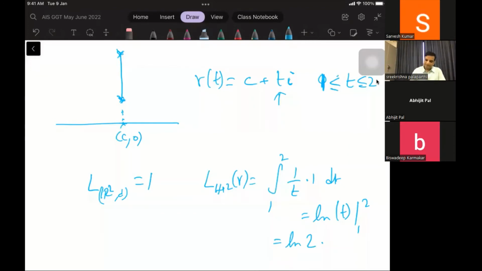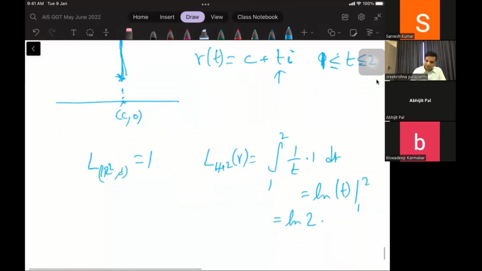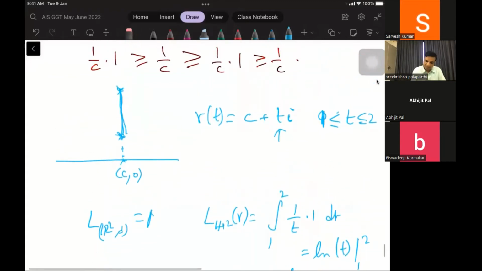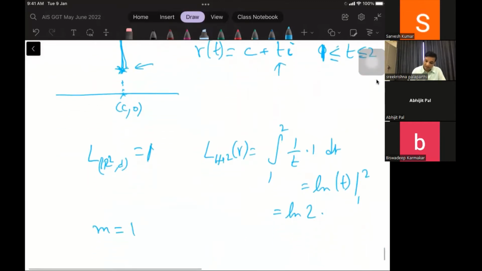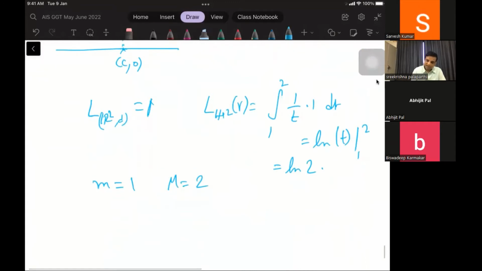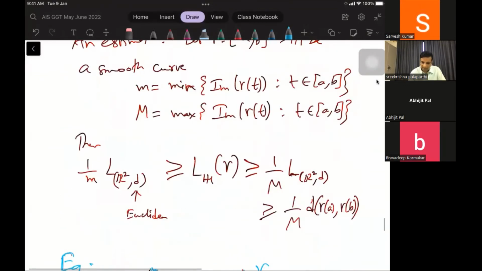Okay. So the length of this is ln, whereas this one is 1. Okay, and what about little m? Little m in this case is the minimum imaginary value, which is 1, and capital M is 2.